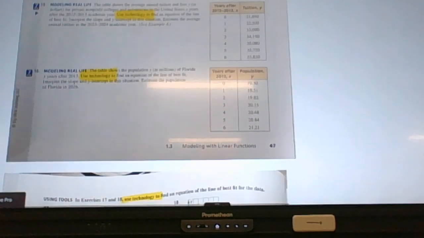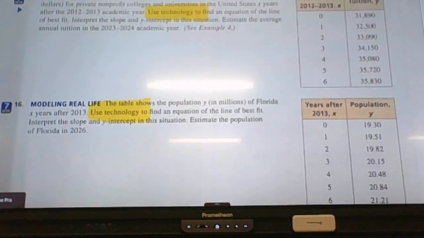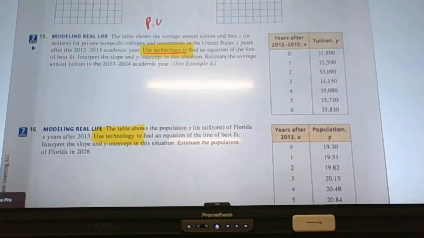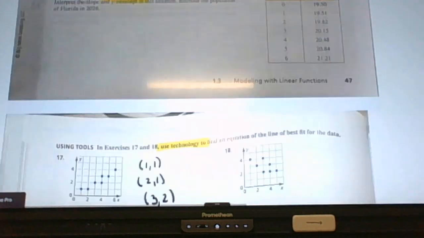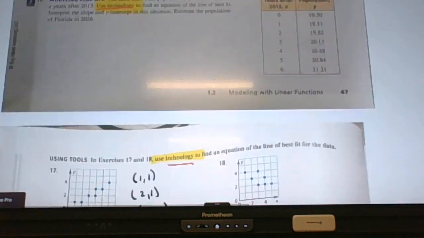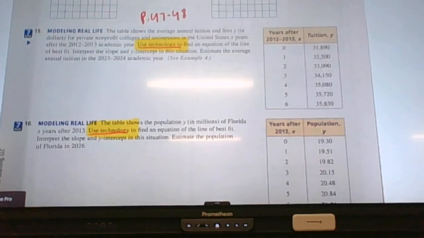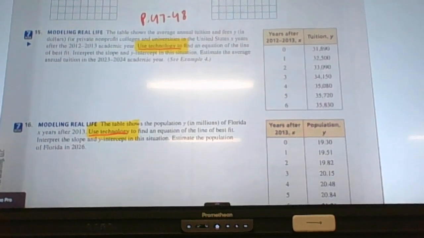So look, you guys, all of them say use technology. None of these do I assign you to do on your own or by hand. I don't know if you appreciate that or not. It's page 47 and 48. It's 15 to 18. All right, coming around. Ask a question about decimals. Ask a question about calculators.